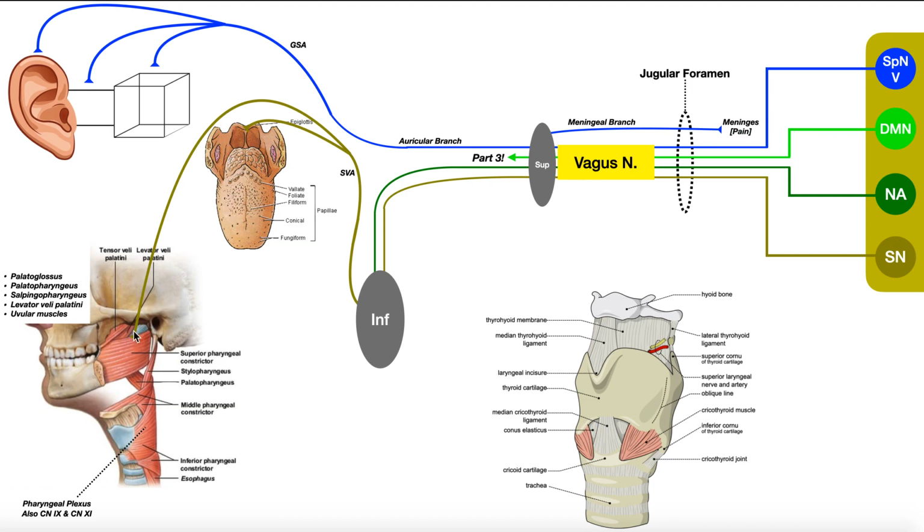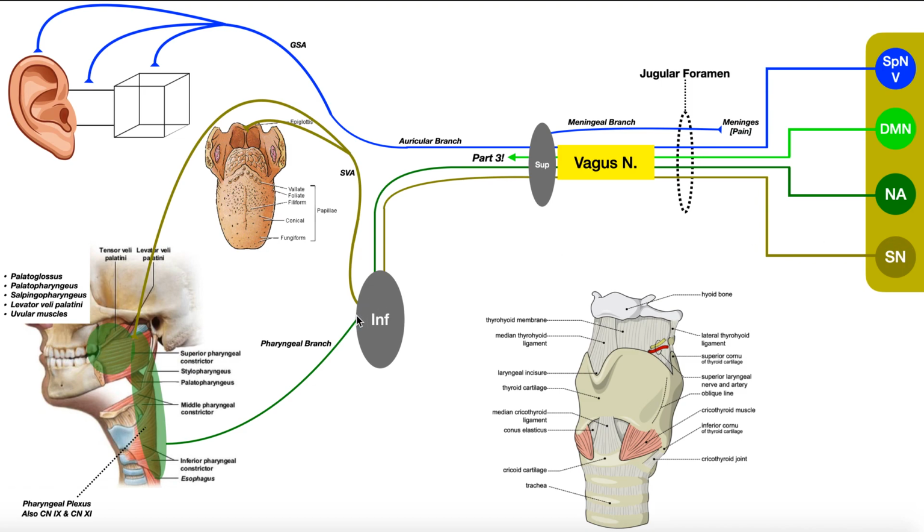So any tastants that bind to those taste bud receptors, that information travels back through here from the pharynx and from the epiglottis, ultimately back here to the inferior ganglion. And then that information is relayed back to the superior ganglion, back through the jugular foramen, ultimately to the solitary nucleus. Next, we have one that's purely motor.